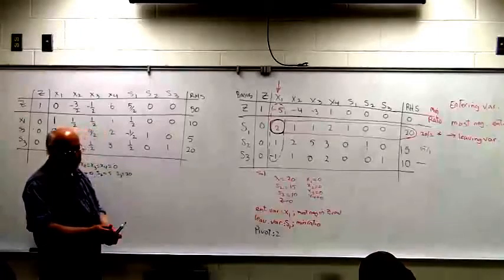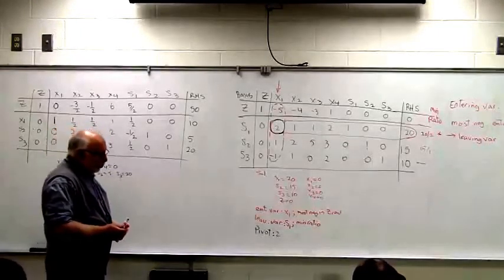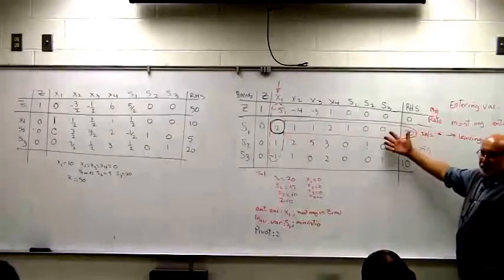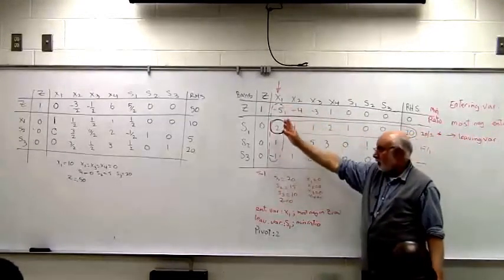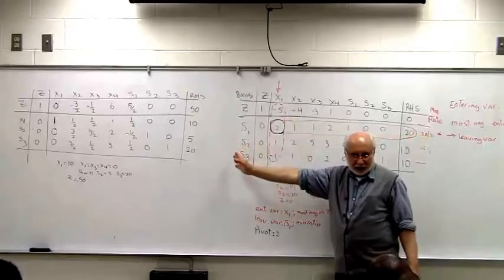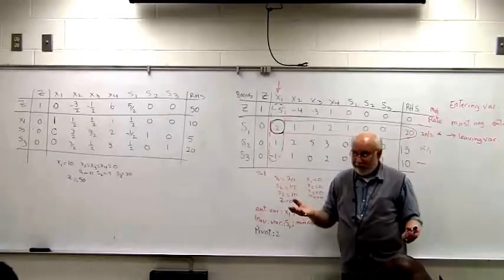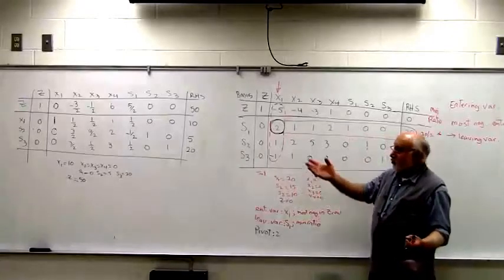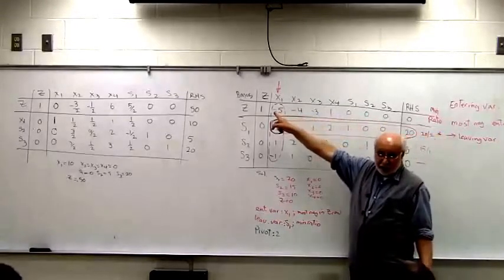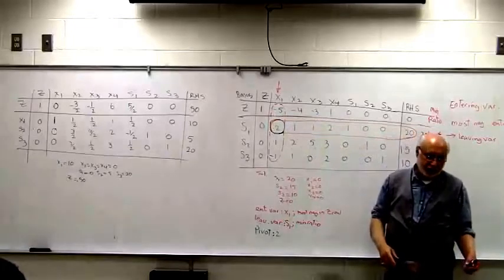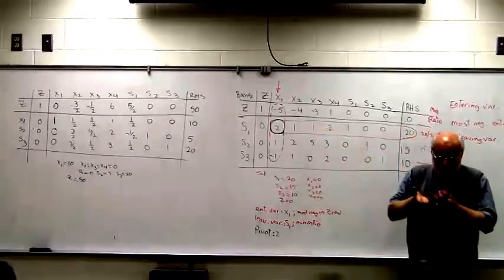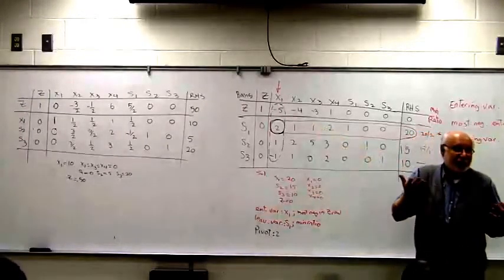We will follow the same sort of process. We will ask ourselves this question: why did we choose something to enter into the basis? To improve Z. And the way that we selected it was we looked in here and selected the one that has the most negative number. And we said, from a general point of view, this one, if increased, would improve my Z.